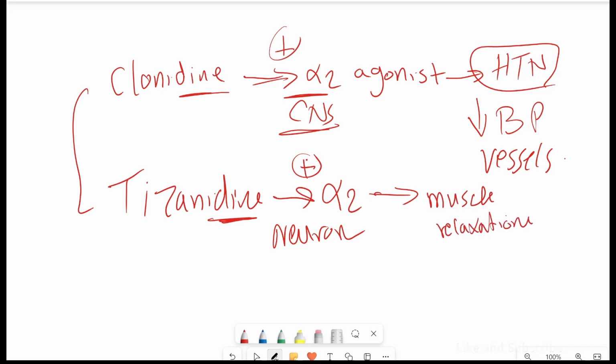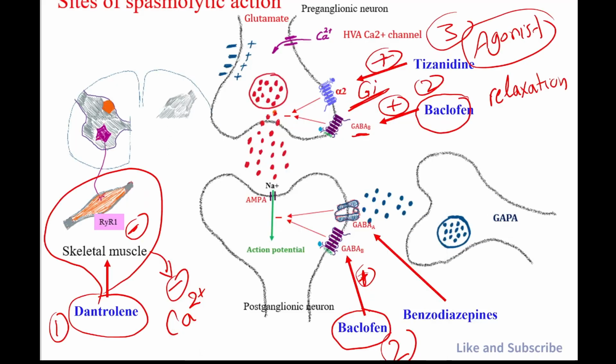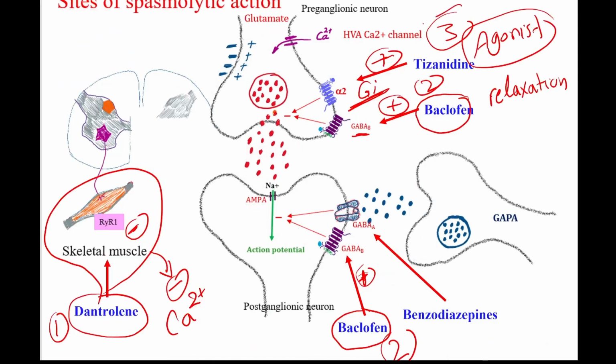Now we have two medications belonging to the same group. We have clonidine for blood pressure, and tizanidine. This is a medication used for skeletal muscle spasm. So the third one will be tizanidine.